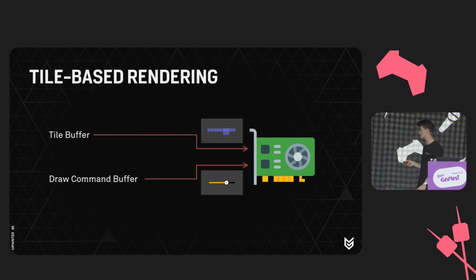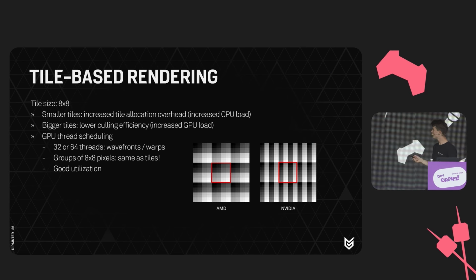But how big should these tiles be? We decided on making them 8 by 8. Making tiles smaller would basically increase the tile allocation overhead on the CPU, as there are now more tiles in the tile buffer. And making the tiles bigger would decrease the culling efficiency.